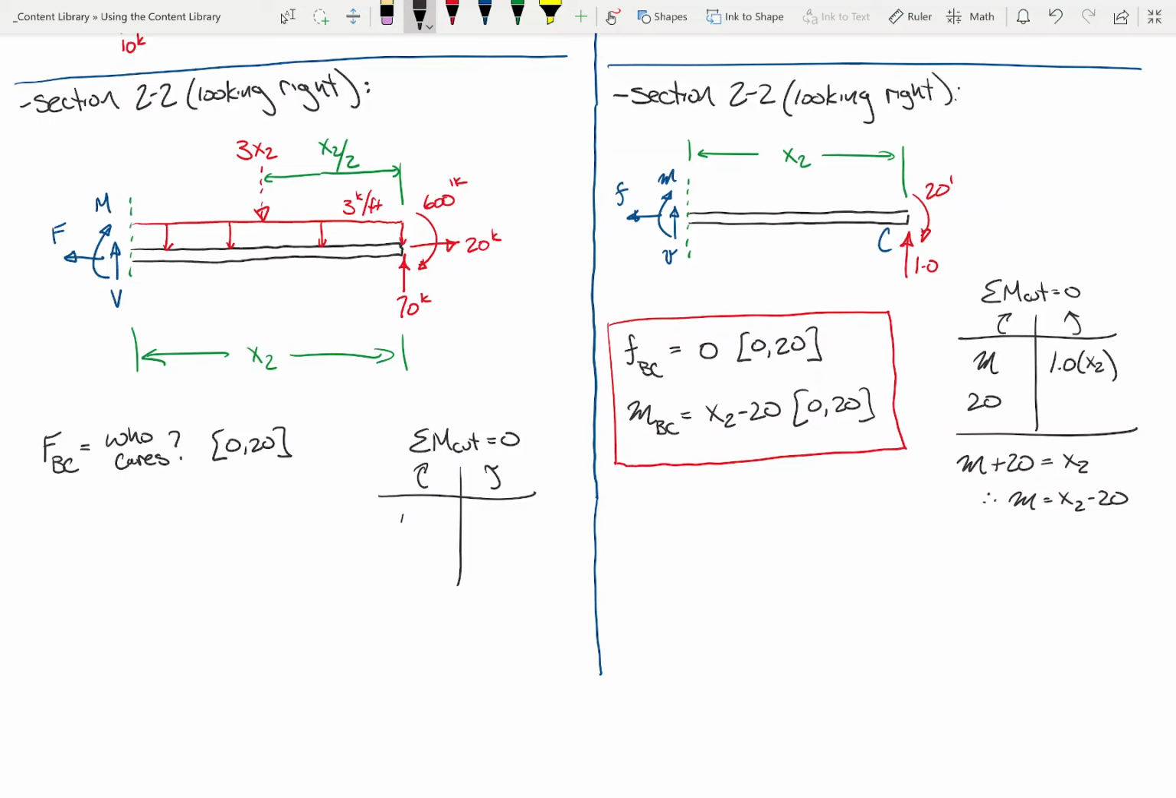So we're going to have M like that. What do we got? We've got 3x2 times x2 over 2. Like that. What else? What am I missing? Do we consider the 20 kips? Do we consider the 600? Yes, we do need to put the 600 right here. And then we've got the 70 times x the other way.